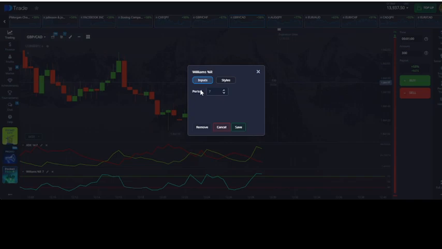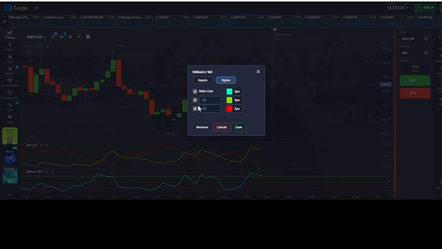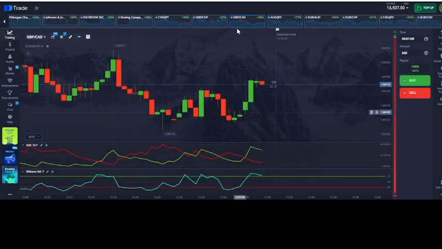Now for the Williams Percent R indicator, I have the period set to 7, and in the style settings, I've increased the line width to 2 pixels each for the main line, the minus 20 line, and the minus 80 line here. So we go ahead and save the settings.